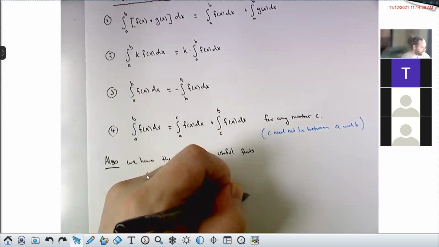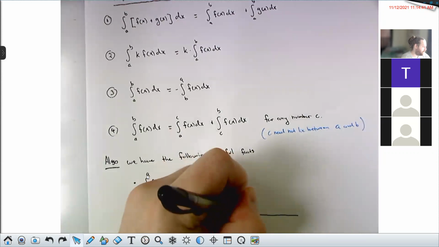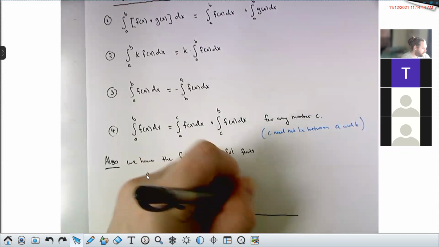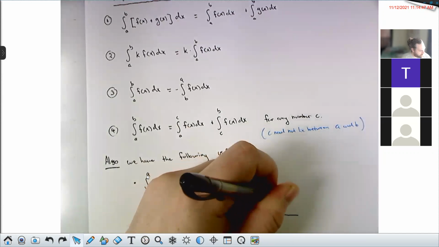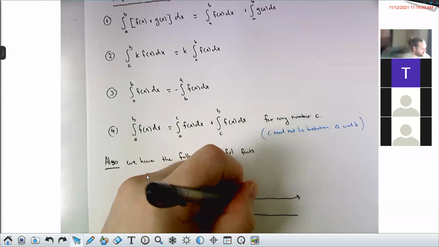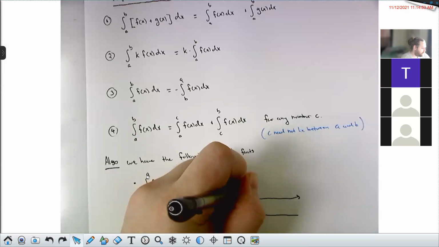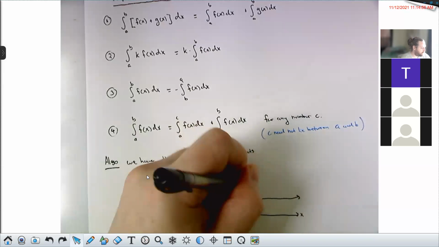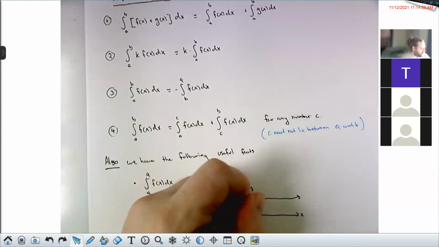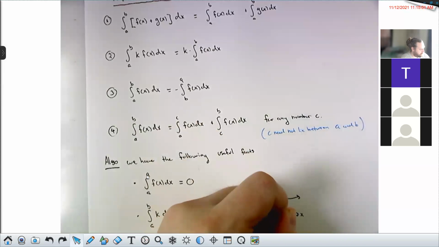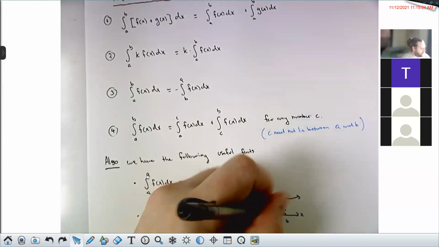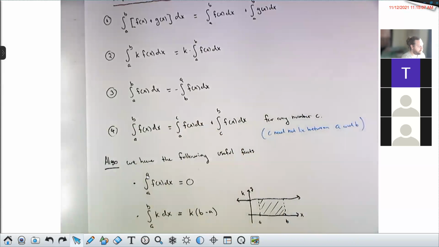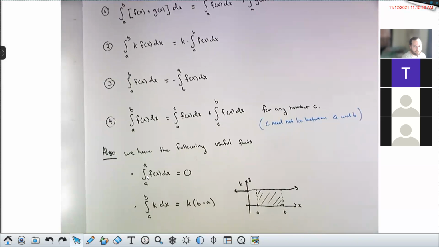There's a little picture that comes with this guy. I'll draw it for you. So here's your constant function k. Your x-axis, your y-axis. If a is right here and b is right here, then this area is the area of a rectangle whose height is k and whose width is b minus a. Later, we'll be able to see these as consequences of other theorems, but for now, it's just a useful fact.